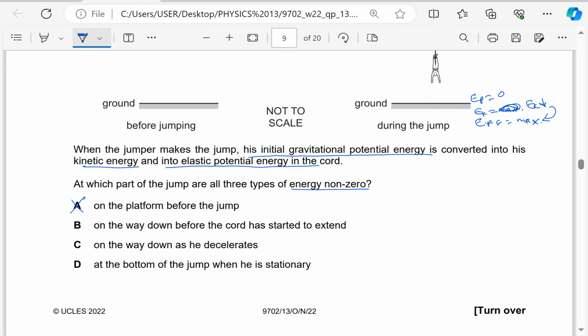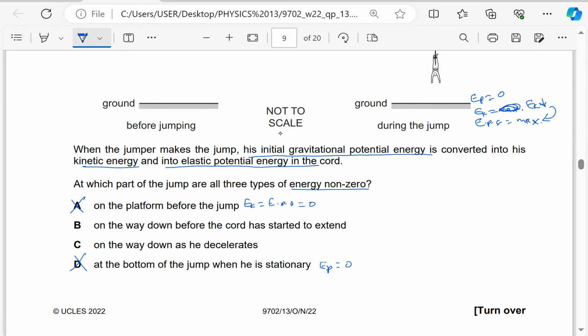So at the bottom, not all of them are going to be 0. So let's look for the bottom. At the bottom of the jump when he is stationary, here elastic potential energy is maximum, so it's not 0. So we have eliminated those two. Elastic potential energy is maximum, but kinetic energy here is 0. Here we said both kinetic and elastic potential energy were 0. So we have to choose between B and C.